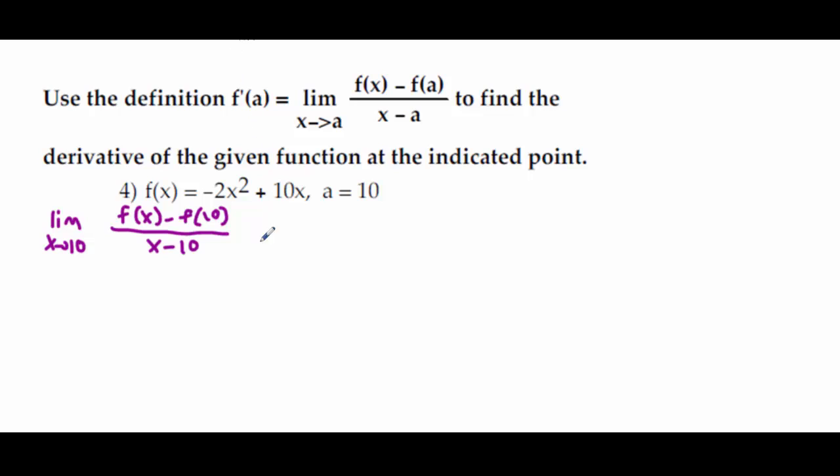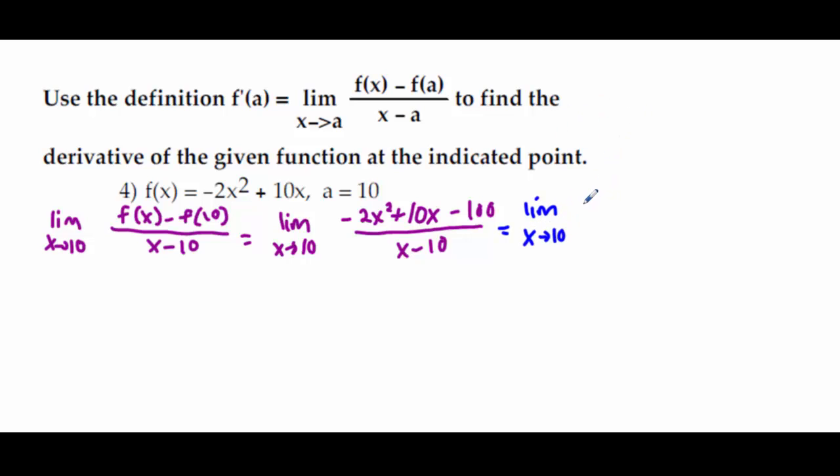So now what I need to do is plug these things in. f of x is simply my function they gave me, which was -2x squared plus 10x. f of 10 is what I get when I plug in 10, so I might need to pull out my calculator to do that, or I might not. This is -200 plus 100, which is -100. And then, like I said, the hard part of this is the factoring, although really this isn't terrible factoring. It could be worse.